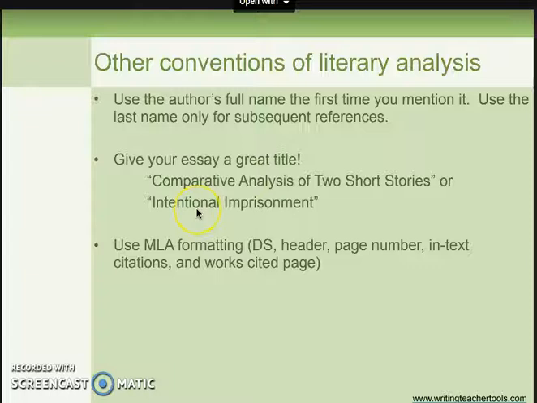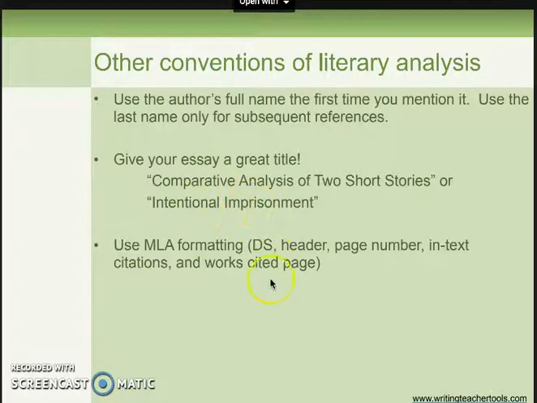Give your essay a great title. So this one, "Comparative Analysis of Two Short Stories," is really boring. We're already bored before we've read the first word of your introduction. So, "Unintentional Imprisonment" or something. Be creative with your title, and the title should somehow clue into your thesis statement.